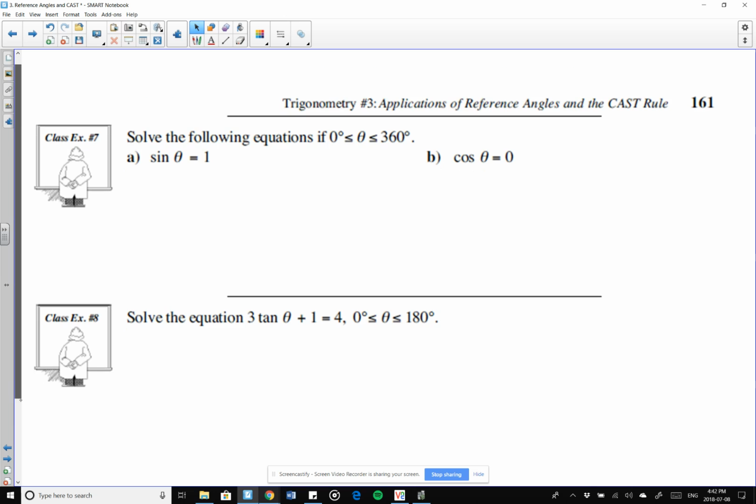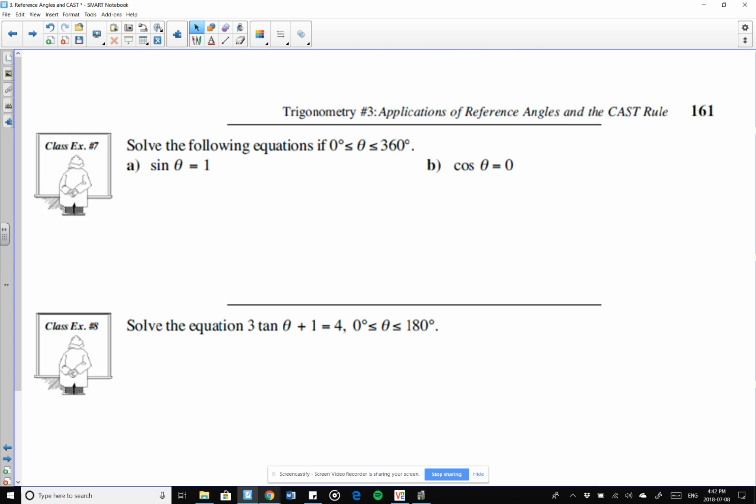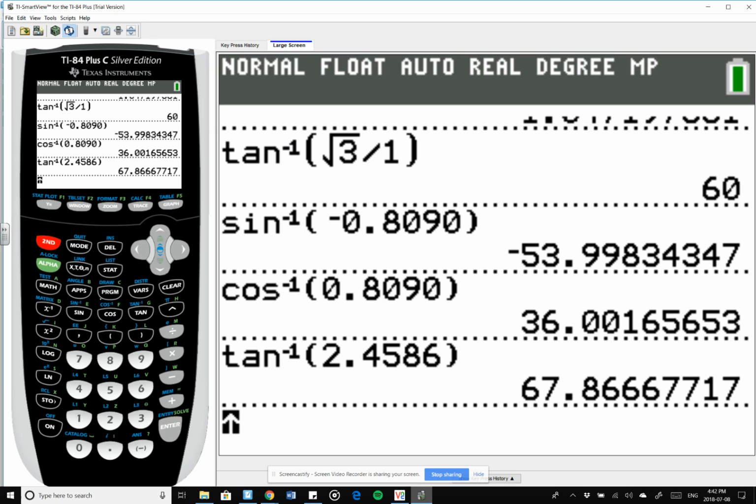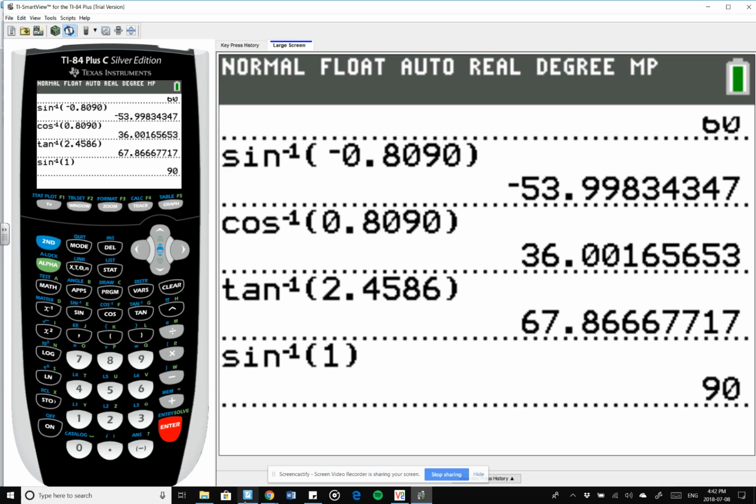So here on the last page, we've got two more questions and we just want to solve. To be able to solve, I have to get sine, cosine, tangent by itself, and then I have to inverse it. So the first two examples here, they are all by themselves, but the second example, we're going to have to solve for tan and then inverse tan. So for this one here, I just have to sine inverse of 1. If I look that up on my calculator, second sine inverse of 1 gives me an answer of 90 degrees.